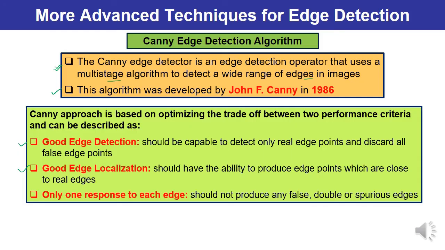And only one response to each edge. In some cases, you can observe that with respect to a single edge, various responses can be observed, and that will give you some false interpretation of the data in the image analysis. It means only one response is required, and this is the beauty of the Canny edge detection algorithm. So you must remember all of these points. Now let us discuss how the Canny edge detection algorithm is applied and how to understand it.